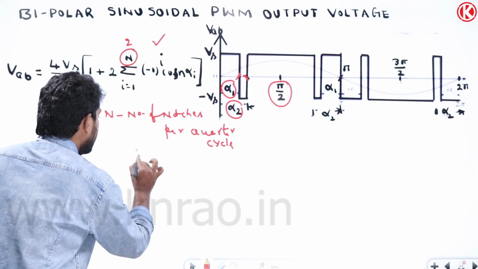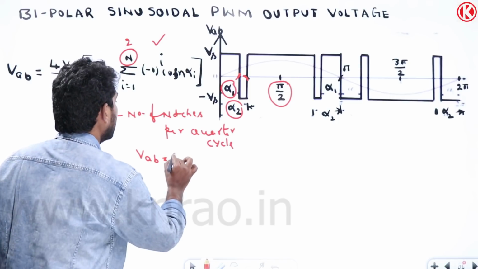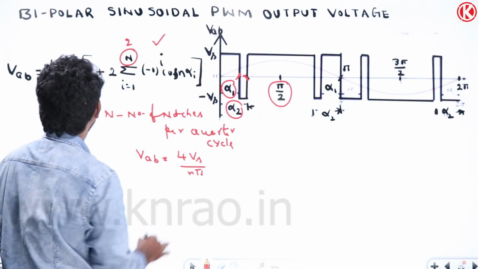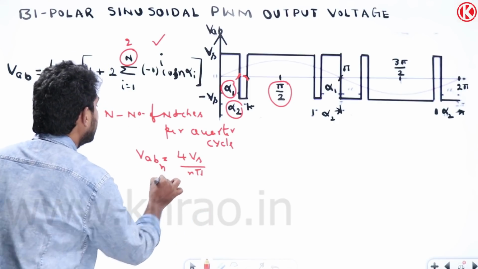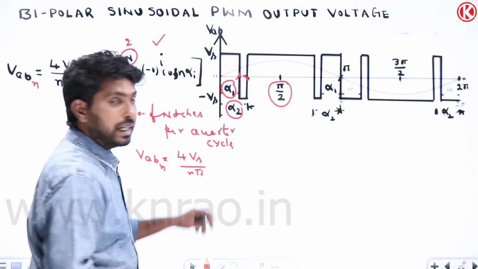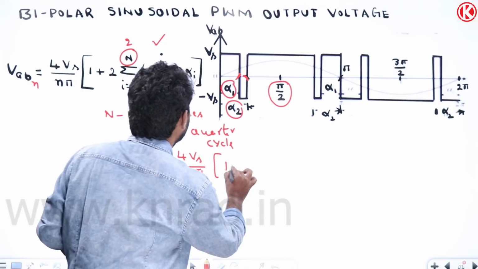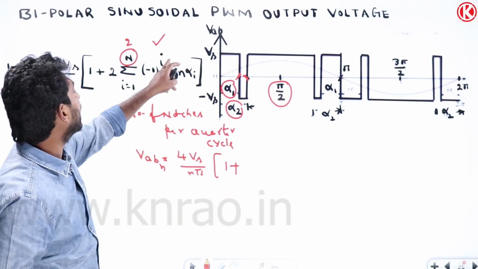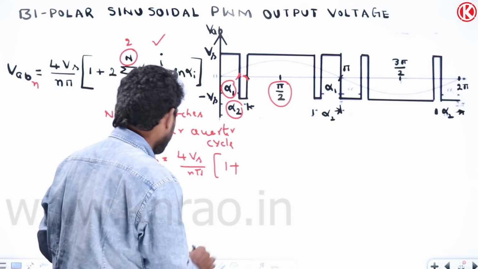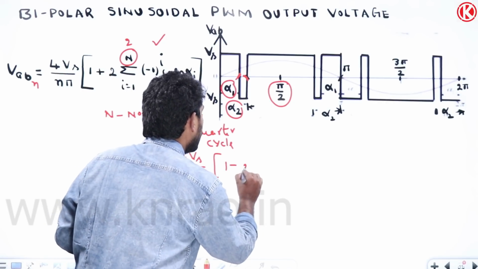So let it be VAB. VAB equals 4Vs by n pi. So it will not change, right? So it will be 4Vs by n pi, VABn. Let it be the nth harmonic component. So VABn equals 4Vs by n pi into 1 plus 2 into minus 1 power i. So minus 1 power i, for i equal to 1, is nothing but minus 1. So this is 1 minus 2 cos alpha 1.